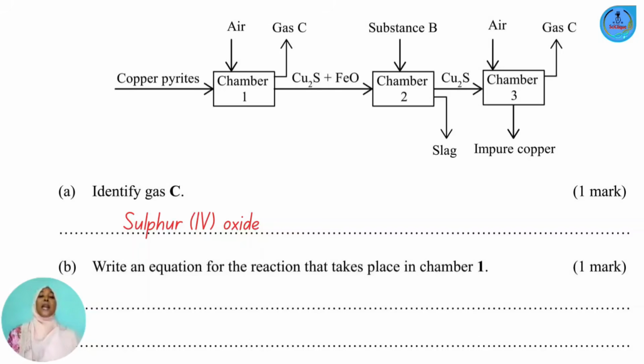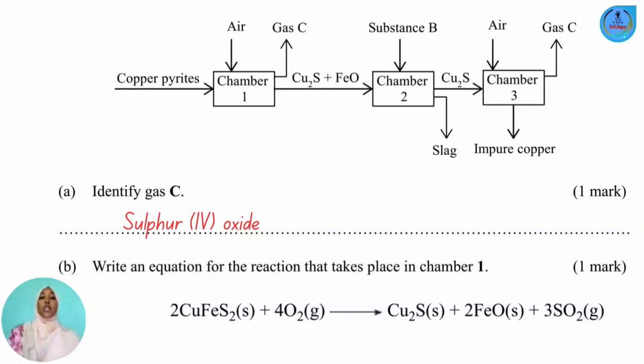Part B, write an equation for the reaction that takes place in chamber A. Now, in chamber A, we are going to have roasting of the ore. So our equation should reflect that. So we're going to have copper pyrite being roasted in the presence of oxygen to form copper 1 sulfide, iron 2 oxide, and lastly, sulfur 4 oxide. By the way, sulfur 4 oxide is produced at multiple points within the extraction process.